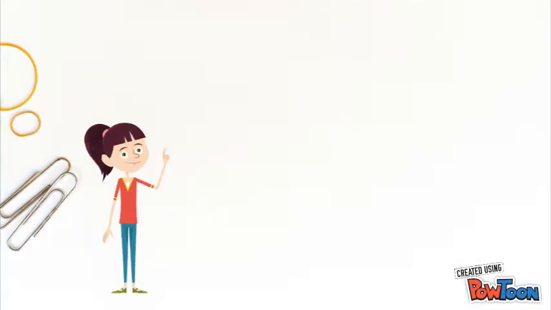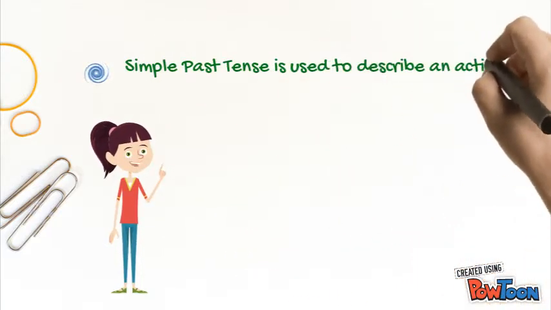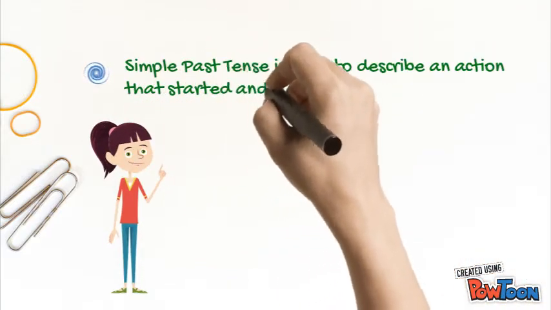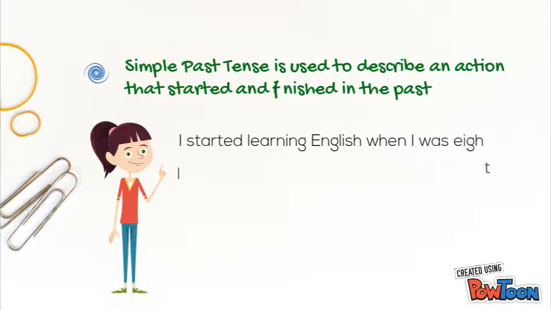So when do we use simple past tense? Simple past tense is used to describe an action that started and finished in the past. For example, I started learning English when I was 8. I went to the movie theater last weekend.